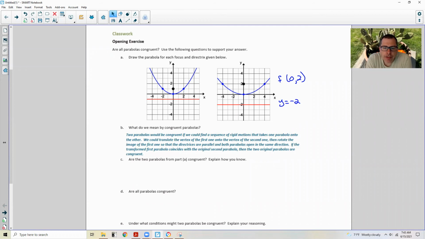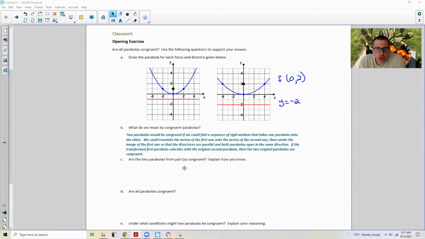We could translate the vertex of the first one onto the vertex of the second one, then rotate the image of the first one so that the directrices are parallel and both parabolas open in the same direction, either both up or both down. If the transformed first parabola coincides with the original second parabola, then the two original parabolas are congruent. So now it's asking in part C, are the two parabolas from part A congruent? So the first thing I would do is, actually I'm going to do this with a program.